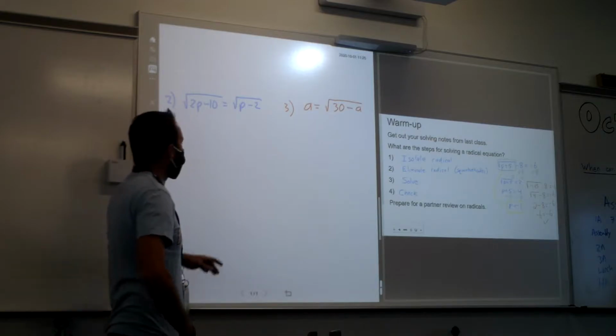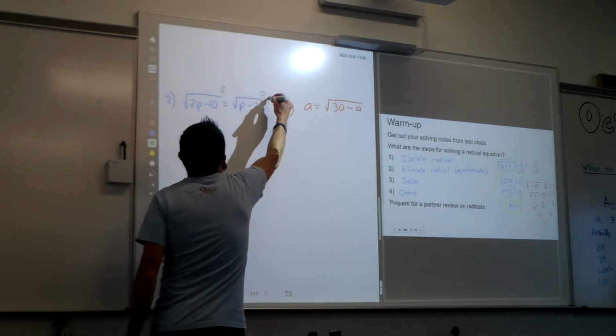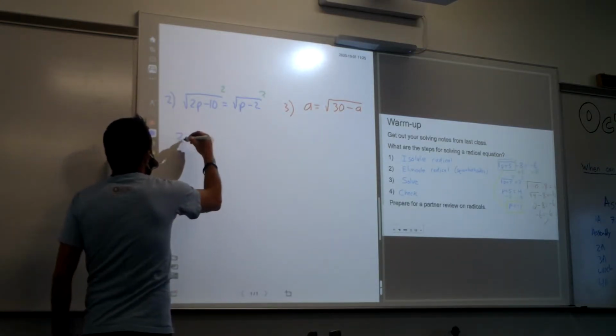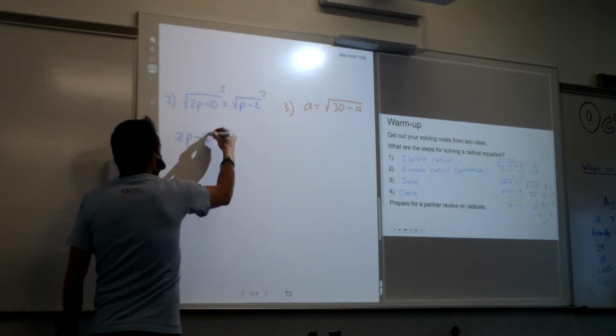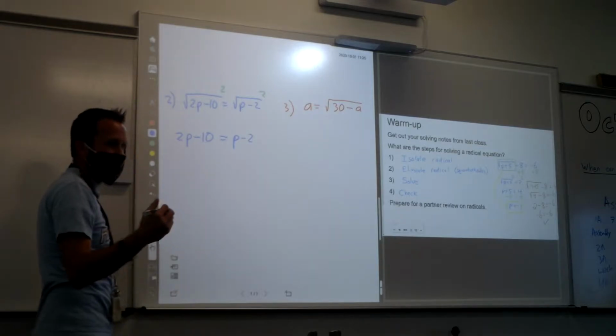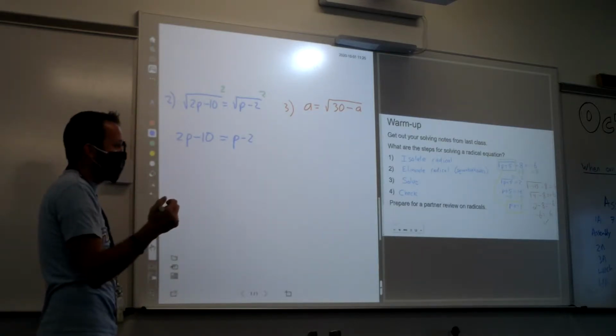Squaring. There you go. So they're already square rooted, so we're going to get rid of that with square. Awesome. And when we do, what happens to the square roots, guys? They disappear. They simplify out, right? We call that mathematics right there. Okay. So now we're going to solve for p. How do we do that?